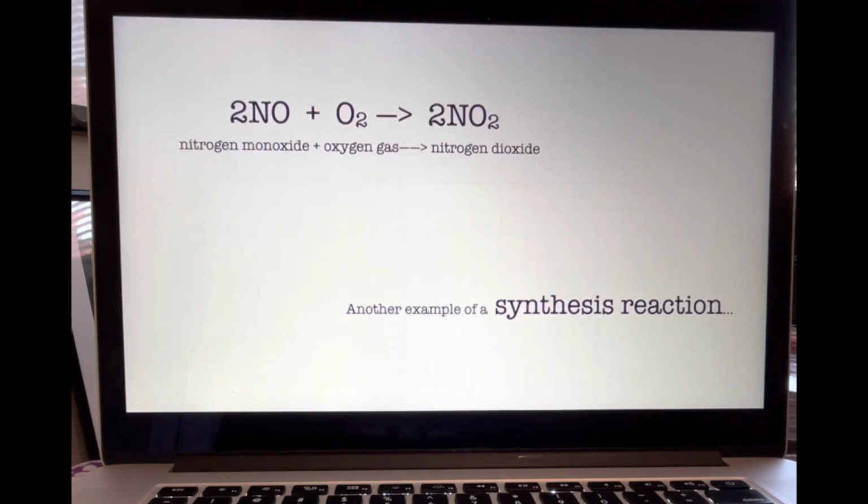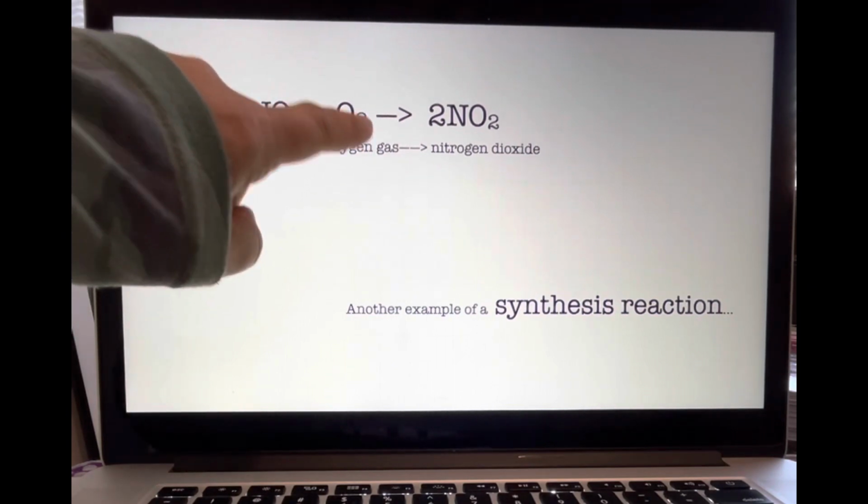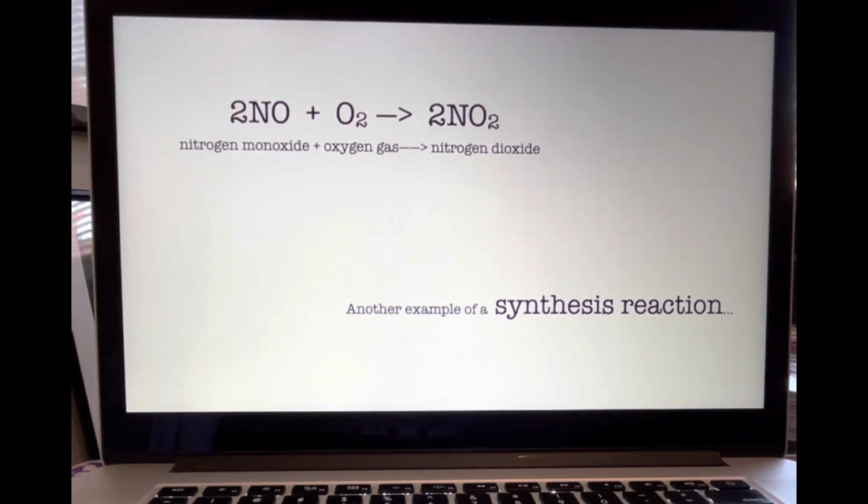Another example of a synthesis reaction is when the compound nitrogen monoxide combines directly with oxygen gas. Again, nitrogen monoxide, one nitrogen, one oxygen, plus oxygen gas. It's a diatomic element, so plus O2 yields nitrogen dioxide. Notice the nitrogen monoxide is a compound, but when it reacts with oxygen gas, it forms a different compound with different physical characteristics. Nitrogen monoxide is a colorless gas. Nitrogen dioxide is a reddish-brown gas with a strong odor.